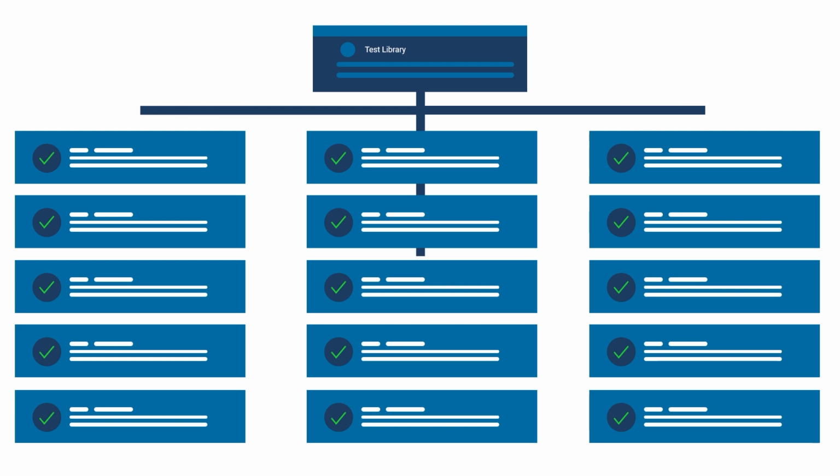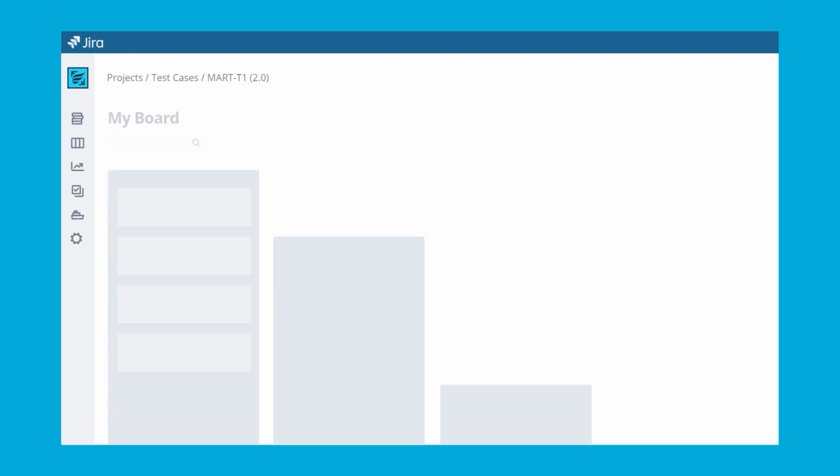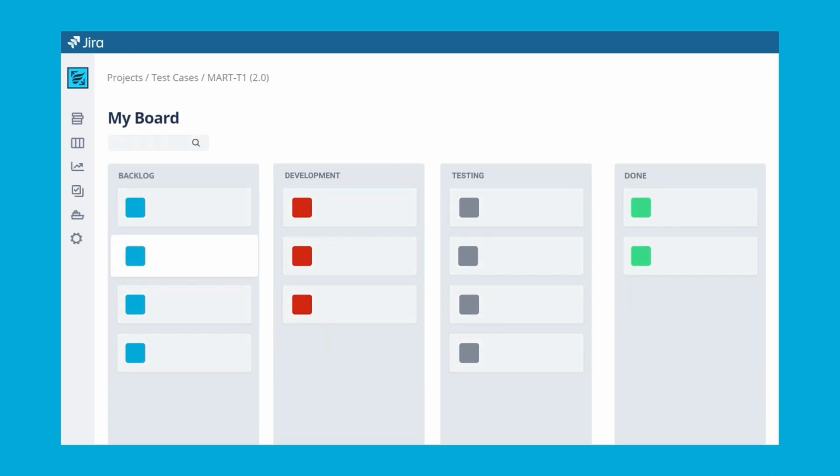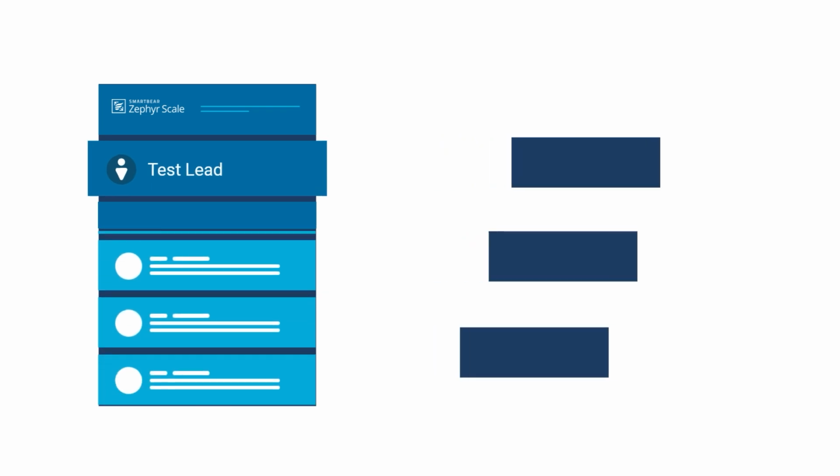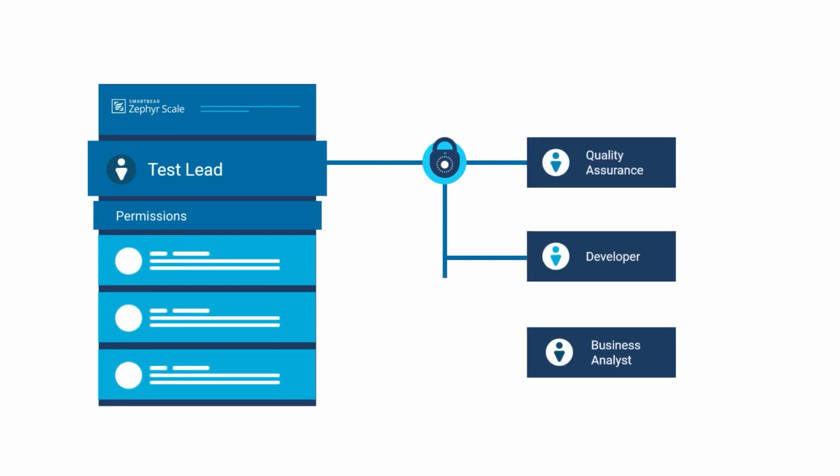Zephyr Scale integrates seamlessly into your Jira setup, supporting large test libraries and providing best-in-class visibility. Manage and report on your tests directly in Jira with cross-project reporting to track progress efficiently. Get a complete view of your testing process to identify issues and improve collaboration across teams.